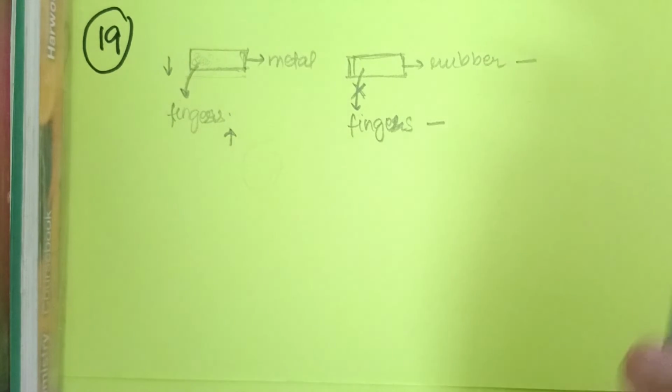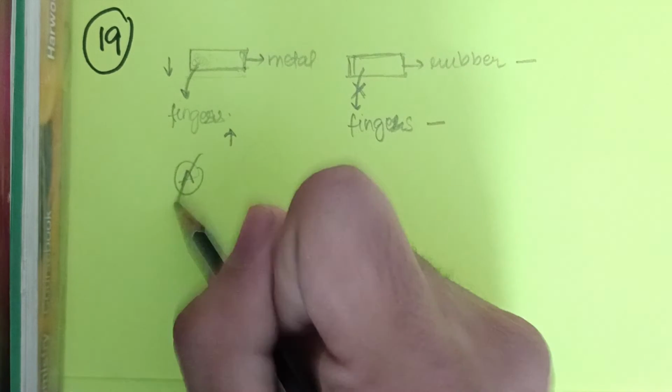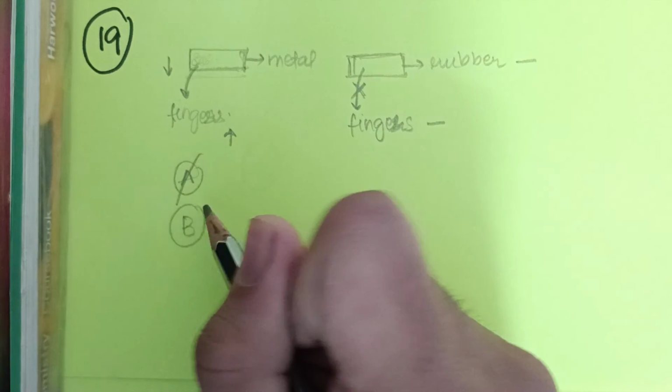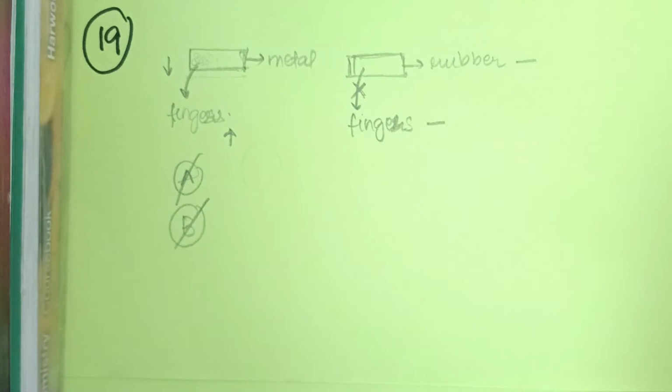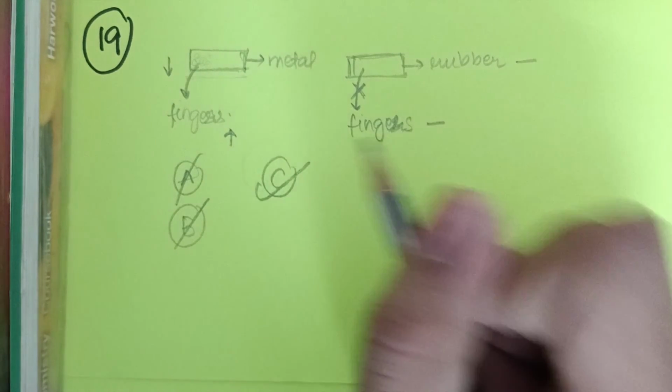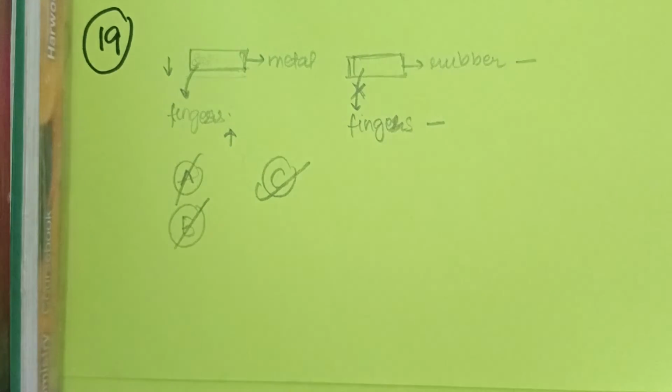Let's check the options. A. The metal has a higher melting point than rubber. We don't care about the melting point, so option A is clearly wrong. Option B. The metal has a lower thermal capacity than rubber. This again is wrong. We don't care about the thermal capacity either, we care about which is a better conductor. Option C says the metal is a better thermal conductor than rubber. Option C is our correct option because it is talking about conduction and which is a better conductor.